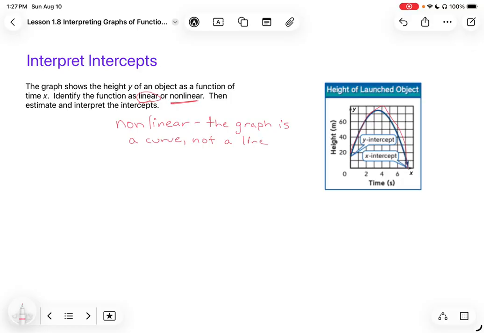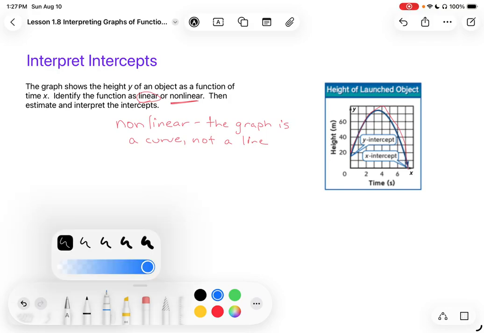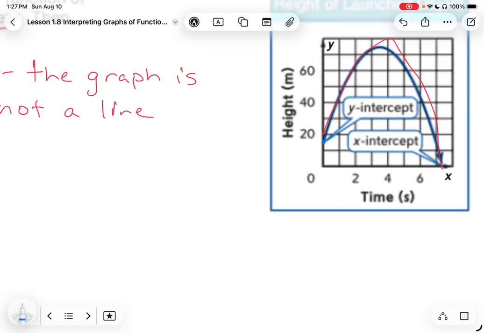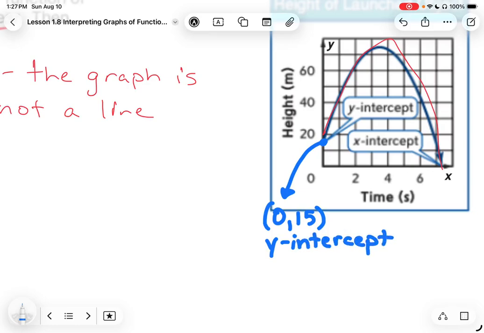Great. Okay, so now let's take a look at the two intercepts, and we're going to estimate values for them, and then we're also going to describe what they mean in context. So let's start with the y-intercept, which is right here. The graph is not detailed enough for us to tell exactly what the y-intercept is, but if I had to guess, I would say it's about 15. It looks like that's right in between 10 and 20. So I'm going to estimate that the y-intercept is (0, 15).